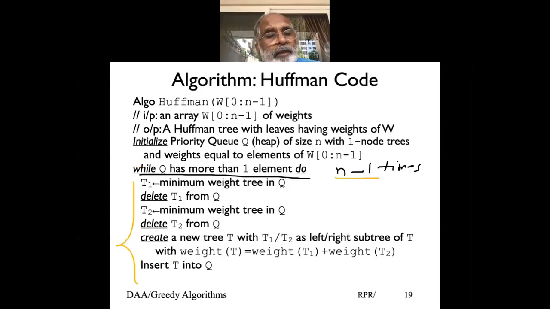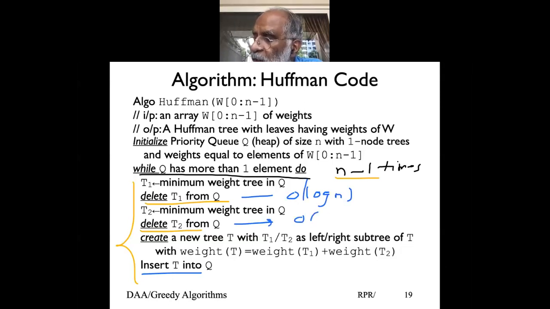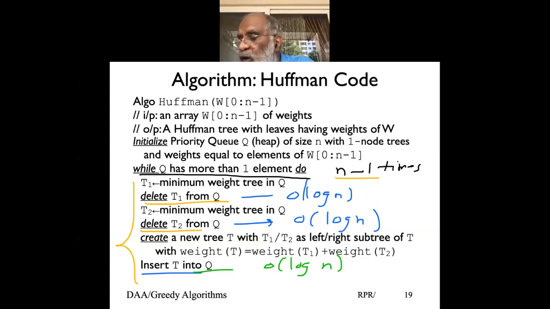Now in each iteration of the loop, I am doing one delete min, a second delete min, and an insert. So delete min takes order log n time, this also takes order log n time, and this insert again takes order log n time. Remember, we studied priority queues with heaps.